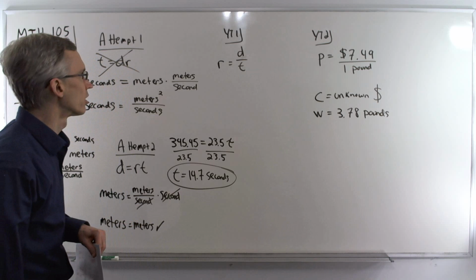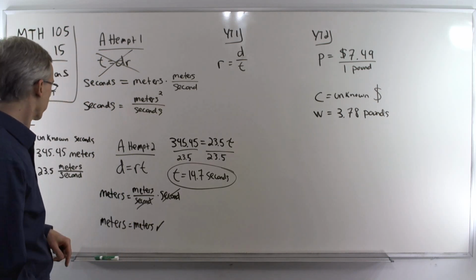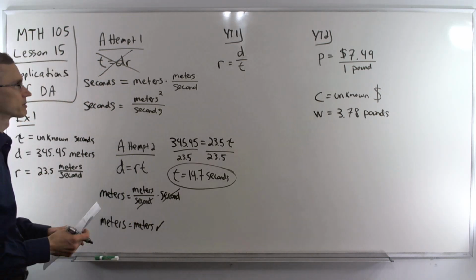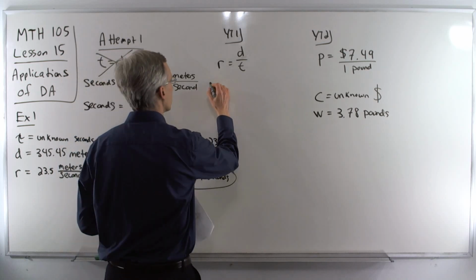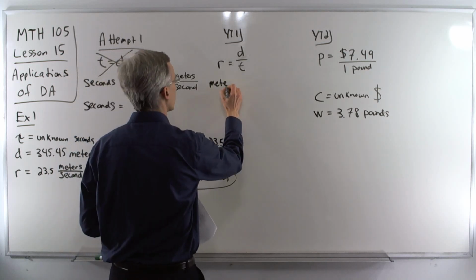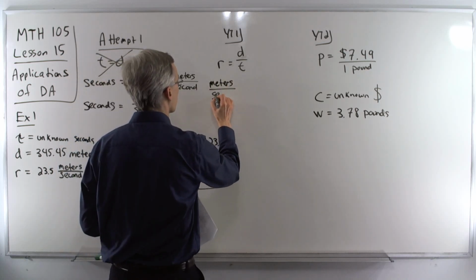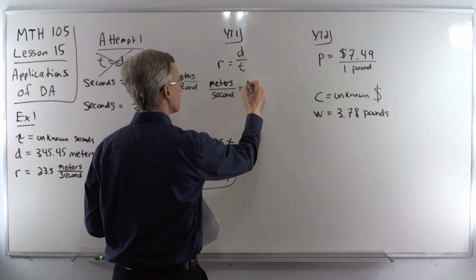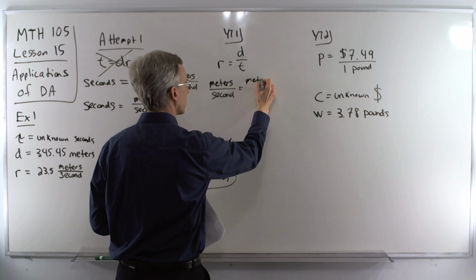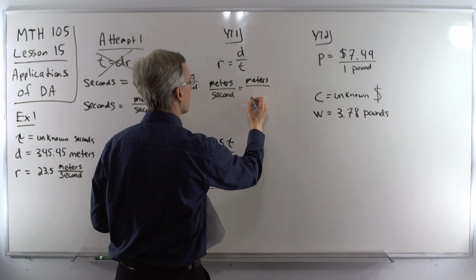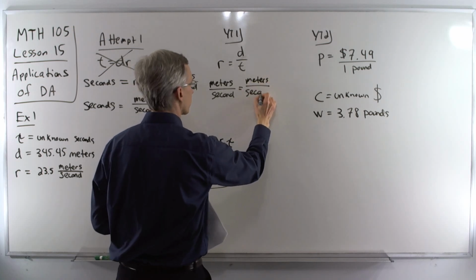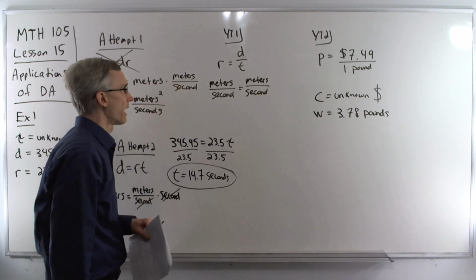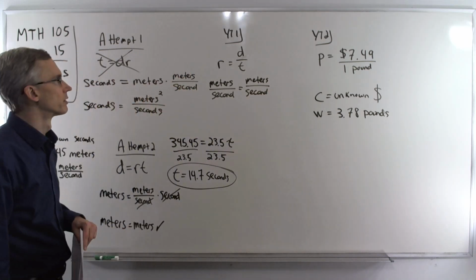So R equals D over T. On the left we have R, which has units of meters per second. And on the right we have distance on top, which is measured in meters, and on the bottom we have seconds. So those match, and that's a valid equation.